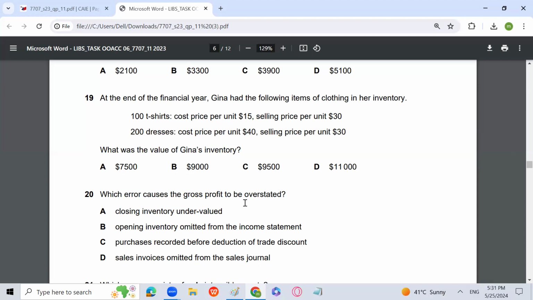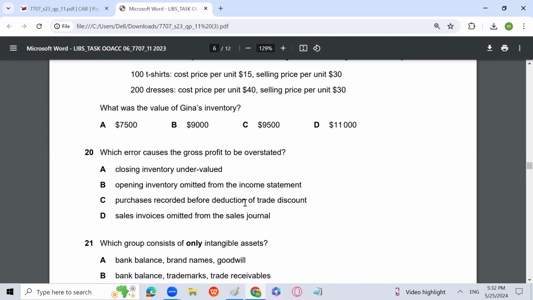Purchases recorded before deduction of trade discount, and sales invoice omitted from the sales journal. So sorry, B is not the answer. I'm sorry, because opening inventory omitted from the income statement. Okay, income statement, that's fine then, because we are preparing the income statement to find the gross profit. So when opening inventory is omitted, cost of sales will decrease and the gross profit will be overstated. So B is the correct answer.